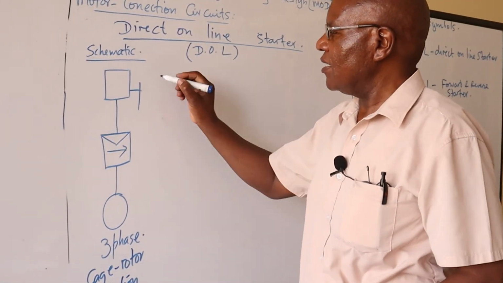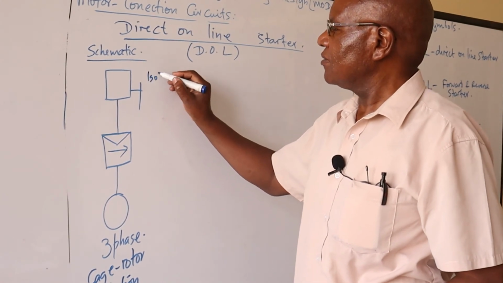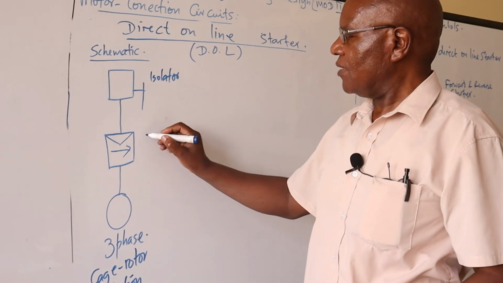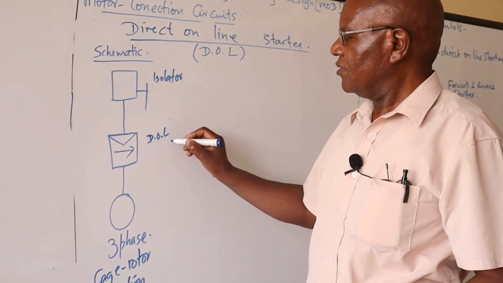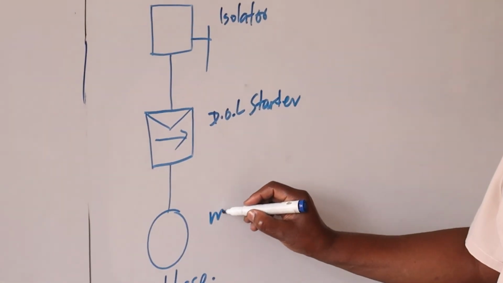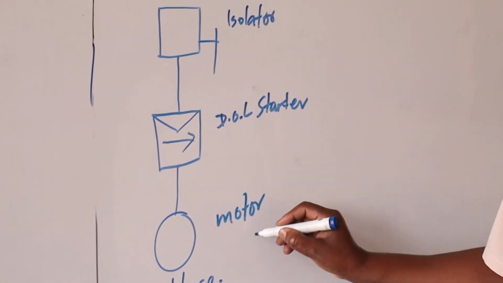So this one here is an isolator. Remember the 5 conditions we talked about? This one here is our DOL starter. And this one here is our three-phase motor.